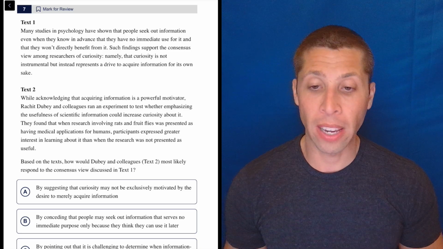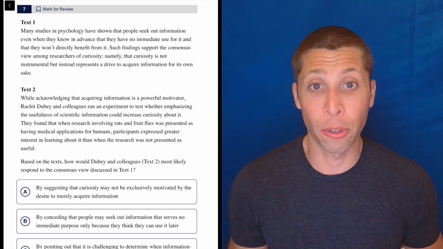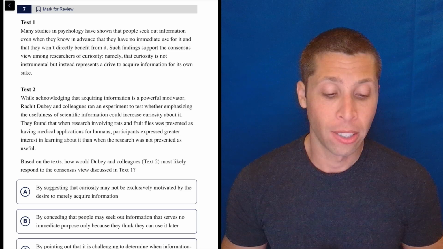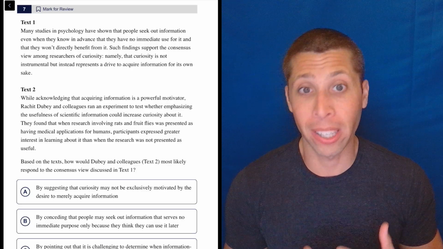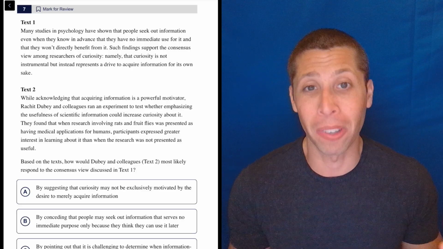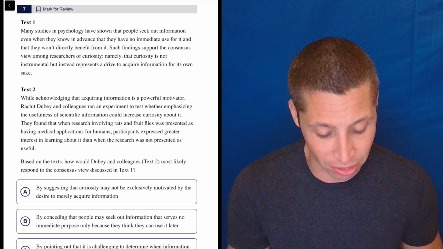This question wants us to think about how text 2 would respond to the consensus view in text 1. So I'm going to read text 2 first so I can get a sense of what they believe, and then hopefully that will inform my understanding of text 1.